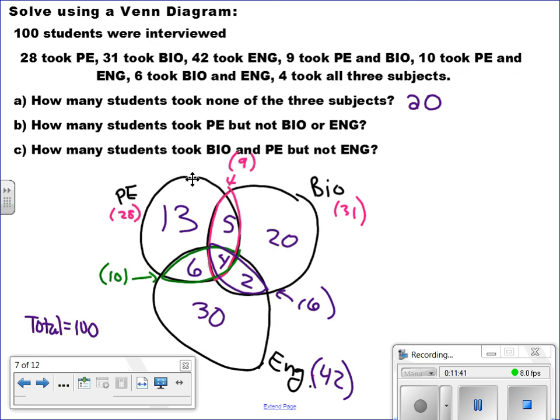How many students took PE but not bio or English? So PE is this circle, but we're not including the bio or English number. We're not including any of these. Wait, I'm saying this wrong, aren't I? Yeah, PE but not bio or English would be 13, right? 13. So this number, but nothing in the slivers. And how many students took bio and PE, but not English? Bio and PE would be this sliver, but not English. 5?